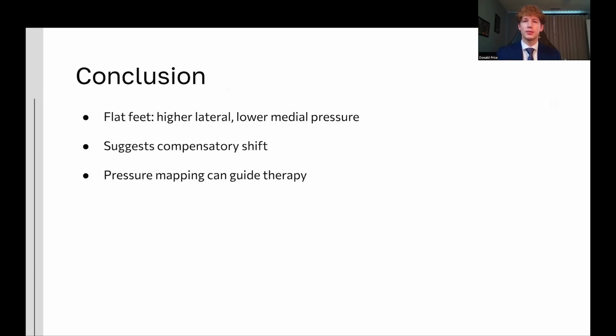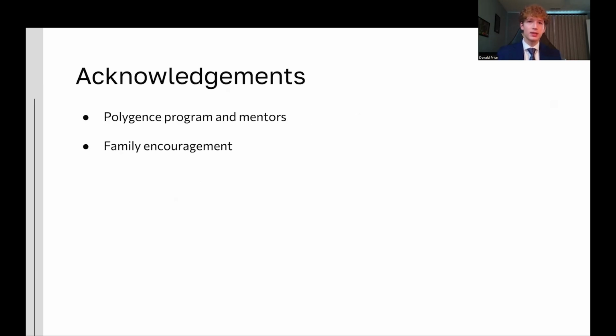Importantly, this pattern highlights the practical value of pressure mapping. By capturing these subtle force changes, clinicians can better tailor therapeutic interventions, whether through strengthening exercises, custom orthotics, or other strategies based on each individual's unique loading profile. In closing, this study shows a compensatory lateral pressure shift in flat feet, highlighting the importance of medial arch strengthening and the potential of pressure mapping in therapy.